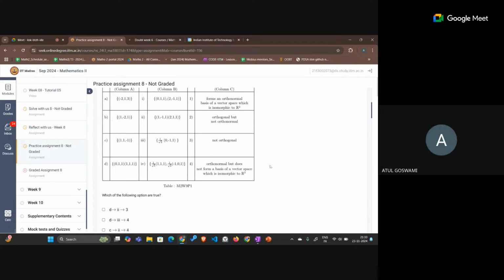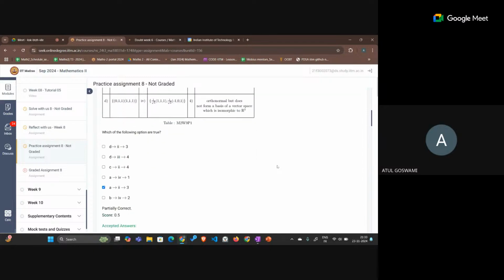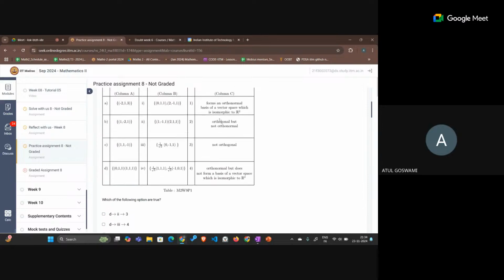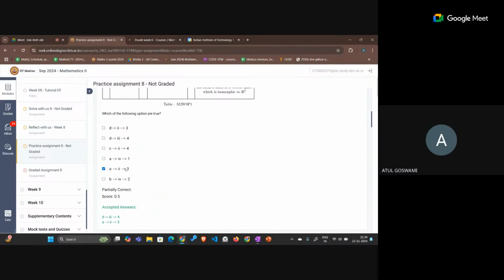Let's check the fourth option, orthogonal but does not form the basis of a vector space which is isomorphic to R2. But it is saying orthonormal, which is not. So third option is true for this. A 2 3, A 2 3. Yes, this is true.